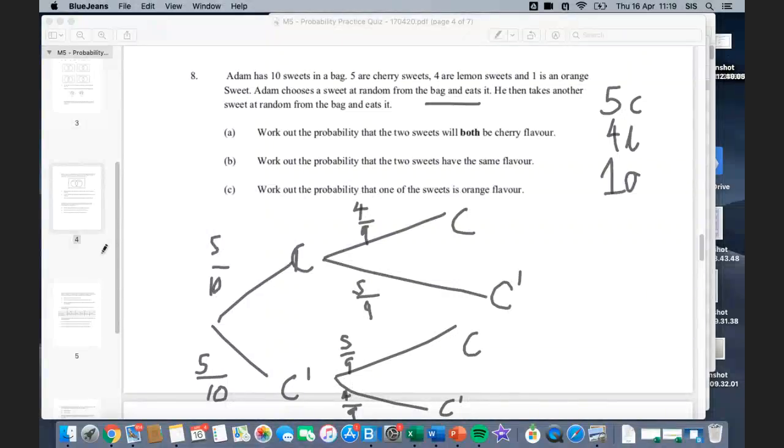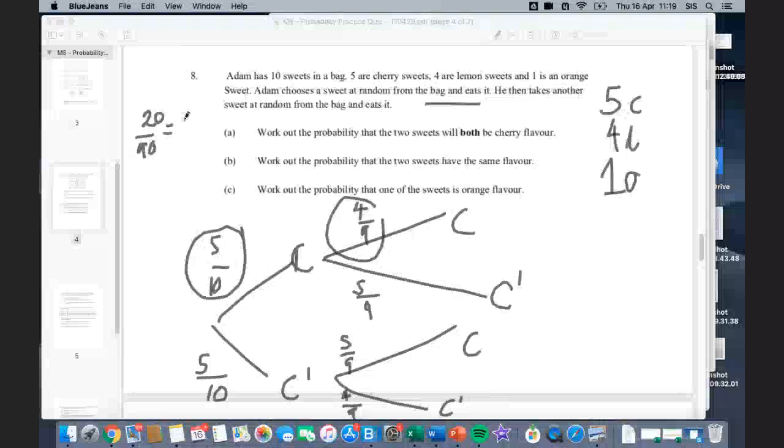So you need to do a quick check. Do each of these fractions add up to 1? Yes, these 2 add to 1. These 2 also add to 1. And these 2 also add to 1. Work out the probability that both will be cherry. Well, it's going to be this one times by this one. 5 over 10 times 4 over 9, that's going to give us 20 over 90, which is 2/9.